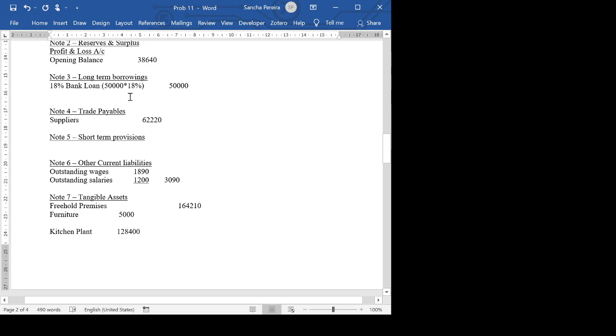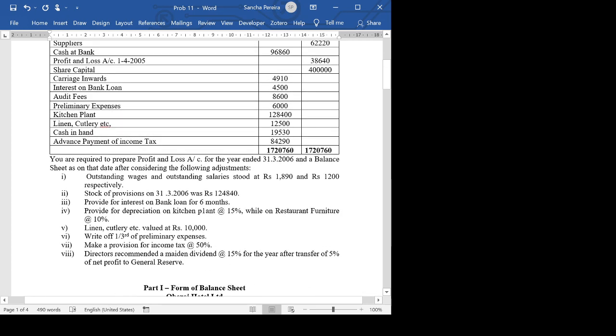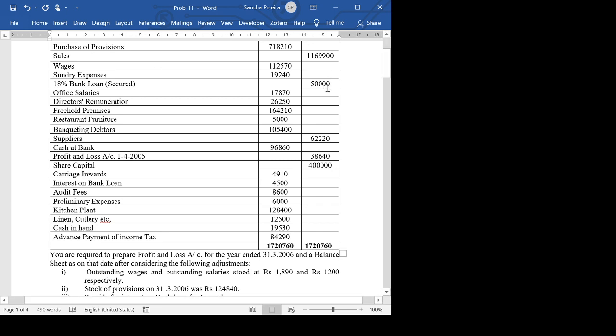Now, pay attention here. If you see here, the total interest is 9,000 rupees, but out of 9,000, only 4,500 has been paid, and that is why they have said provide for interest on bank loan for 6 months. That means interest of 6 months, that is half the interest, another 4,500, is still outstanding. It's still not paid and it's still due. How much is this interest which is outstanding? You calculate the total interest. It's 18% of the entire amount, 18% of 50,000.